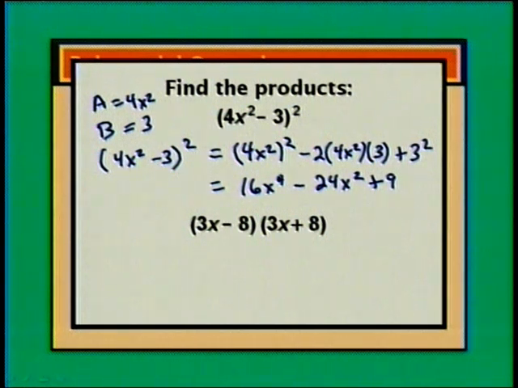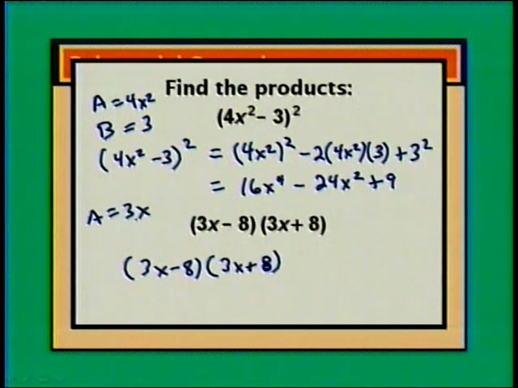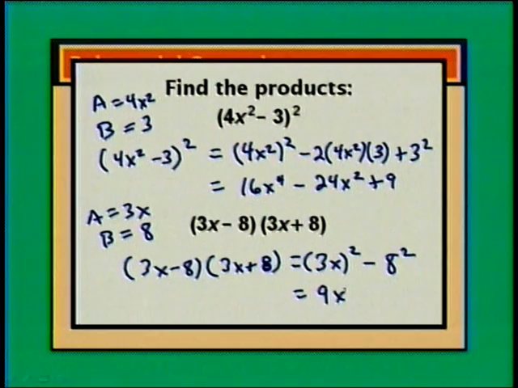In this next example, this is a product of conjugates. Our a here is 3x, and our b is 8. And when we multiply conjugates, we get a squared, so that's 3x squared, minus b squared, so that's 8 squared. So this simplifies to 9x squared minus 64.